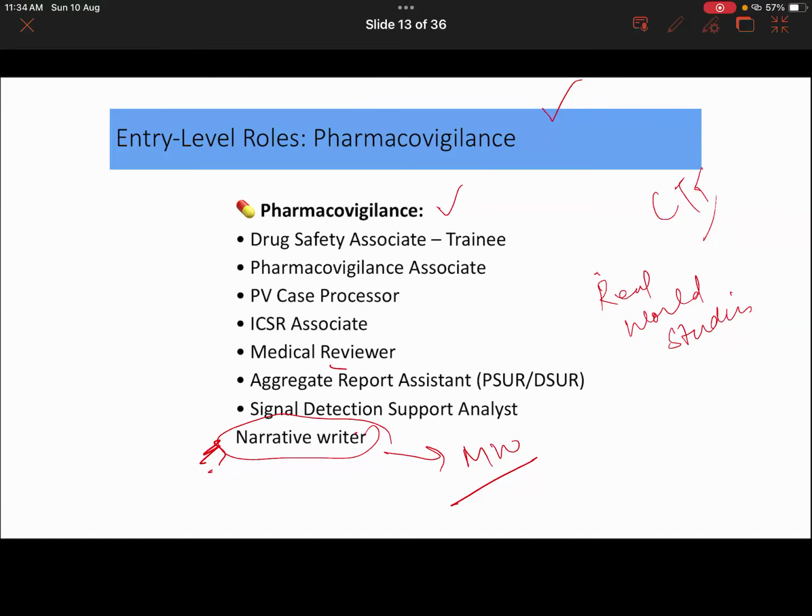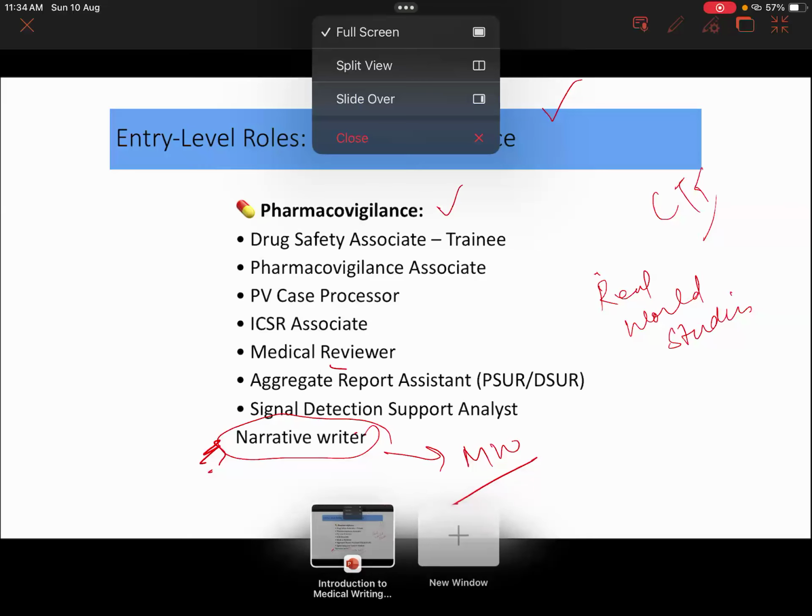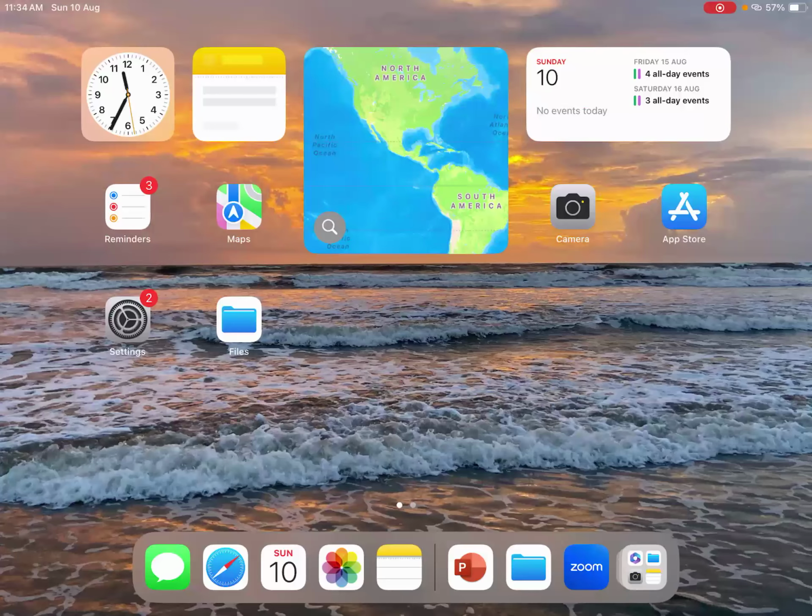Any question till now? We can take a small pause to understand if there are questions. Is there any question? Then we are moving to medical writing. Okay, it means everything is clear. So let me see. I'm sharing slides again. Just give me a moment.